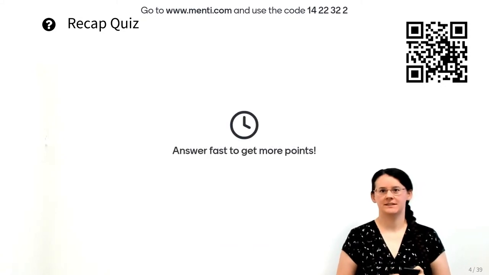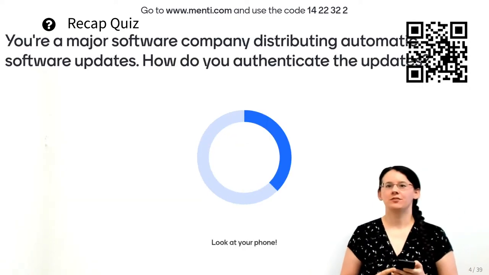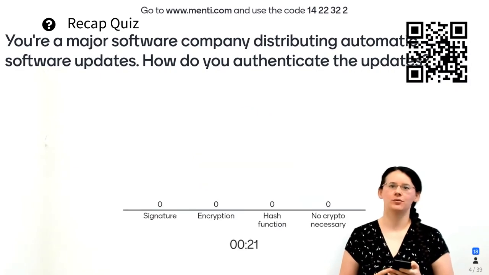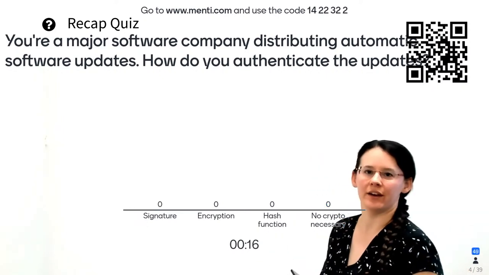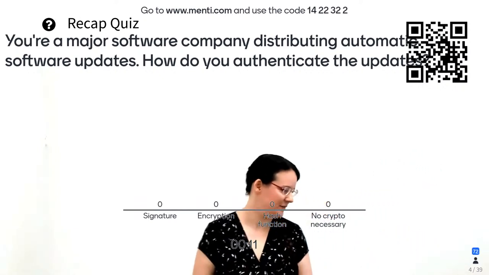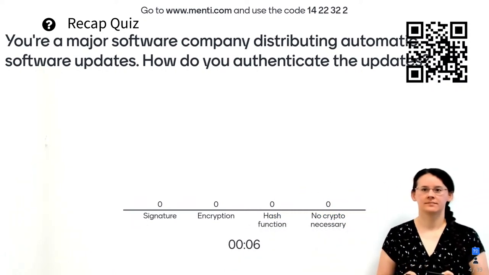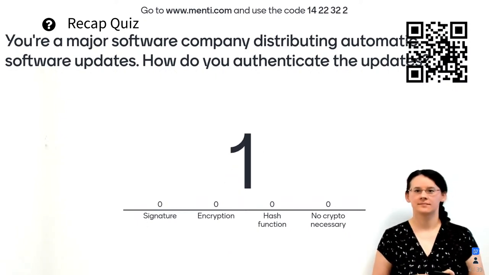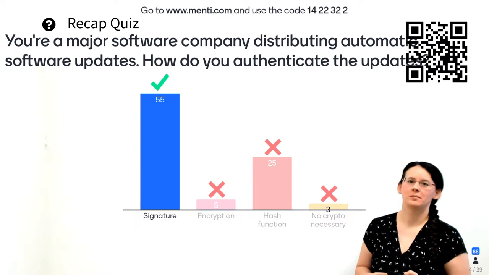Question number 6. Your major software distribution companies distributing automated software updates. How do you authenticate your updates? Do you use signatures? Do you encrypt the updates? Do you hash the updates? Or don't you need any crypto to achieve this? So most people chose the correct answer.